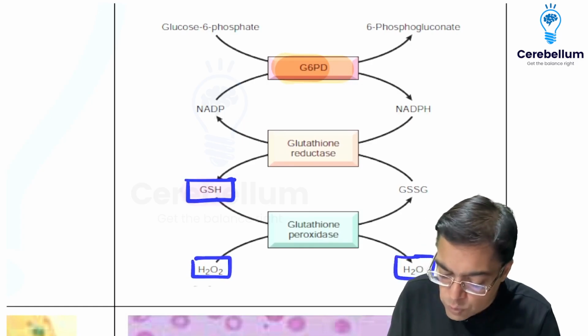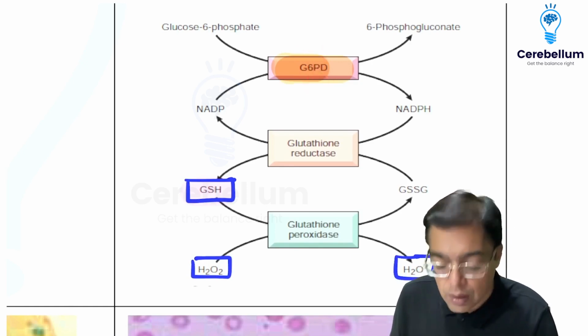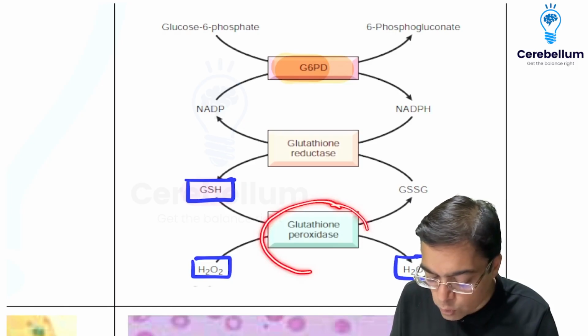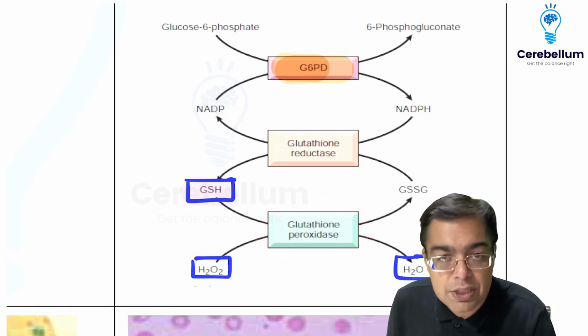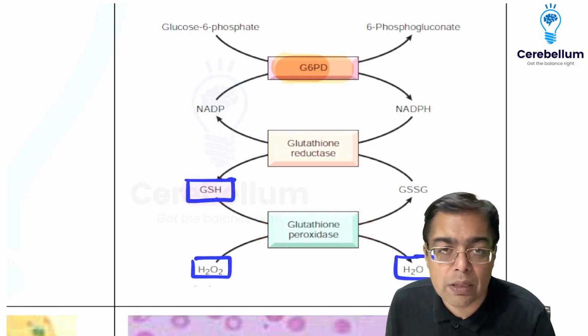Therefore, it is easy for us to understand that whenever a person has G6PD deficiency, RBCs become extra sensitive to oxidative stress.